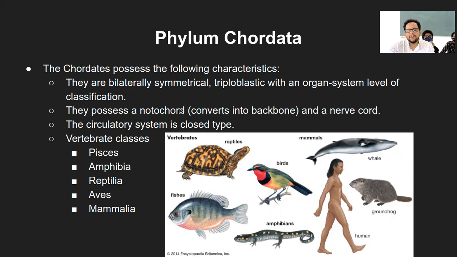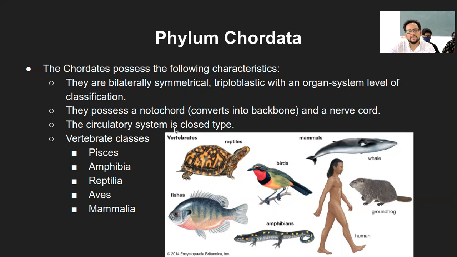They possess a notochord. So the notochord is actually a structure. When embryo development happens, these three different germ layers will roll out a bit and form a hollow cavity-like structure. That hollow cavity-like structure is called the notochord, which later on develops into the backbone, as in the vertebral column, and also into the nerve cord. So that is the notochord structure. And all those organisms which develop with the notochord fall into this phylum Chordata.